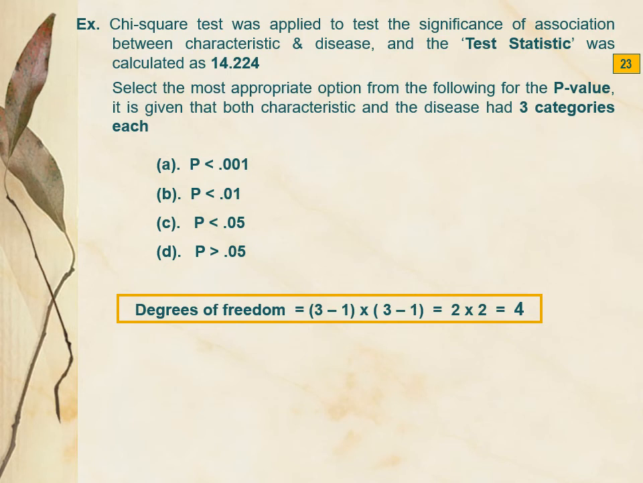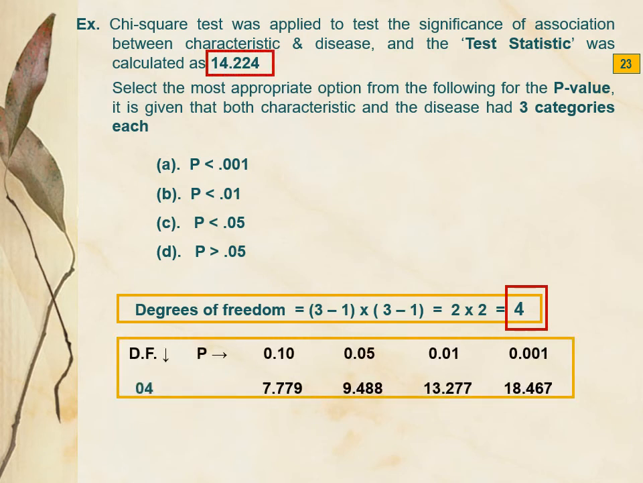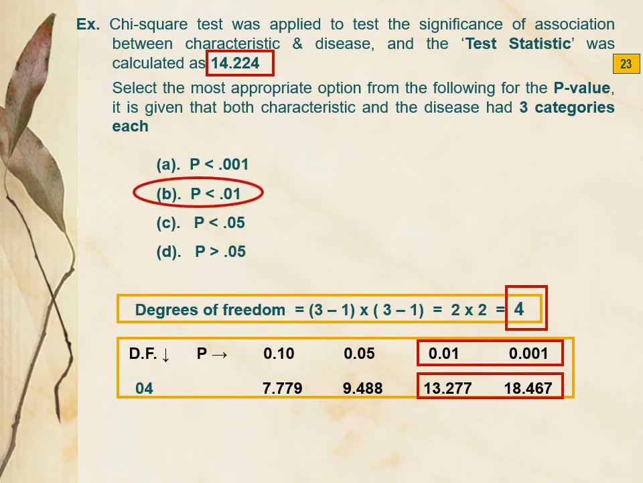The table will be given to you here for the 4 DF. When DF is 4, if you see the table, the 4 DF table is here. DF is 4 and the values are given here. The first row gives the p-values, and your test statistic is 14.224. 14.224 lies here. That is, the p-value lies between 0.01 and 0.001, and therefore the most appropriate option is p less than 0.01. Okay, all the best. Good luck.